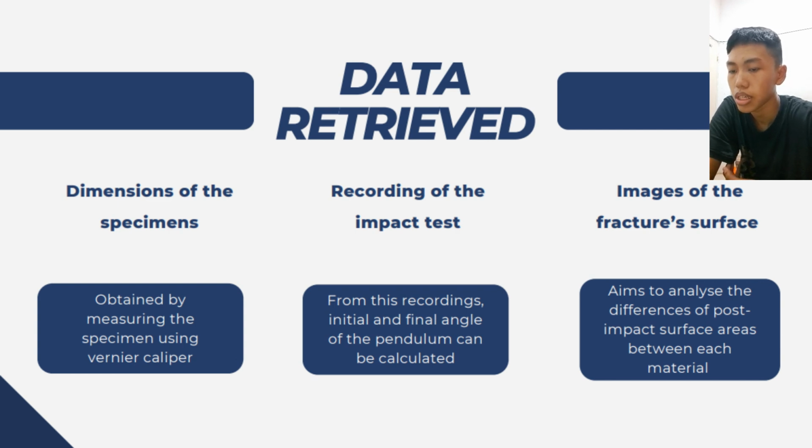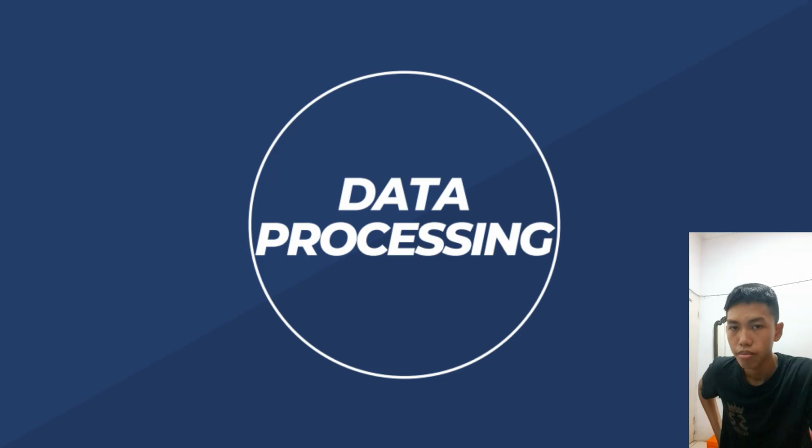The third data that we retrieve from the impact test is the images of the fracture surface. These images aim to analyze the differences of post-impact surface area between each material. This can decide whether the material is brittle or ductile. So we move on to the data processing part of the presentation. In this section, I'm going to be discussing how to process the data that we retrieve from the experiment.